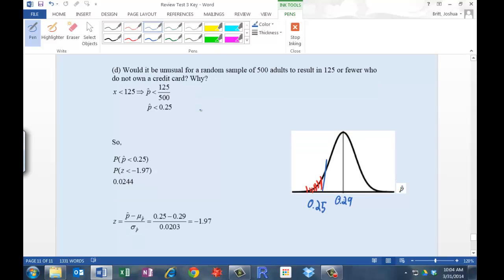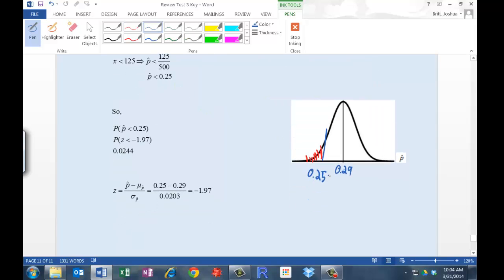So again, same thing as before. We convert our boundary point here using the z-score formula, p hat minus the mean over sigma, and we convert p hat into z. The z-score is minus 1.97, and we look this up in table 5 and get the area to the left of the z-score, which is 0.0244.